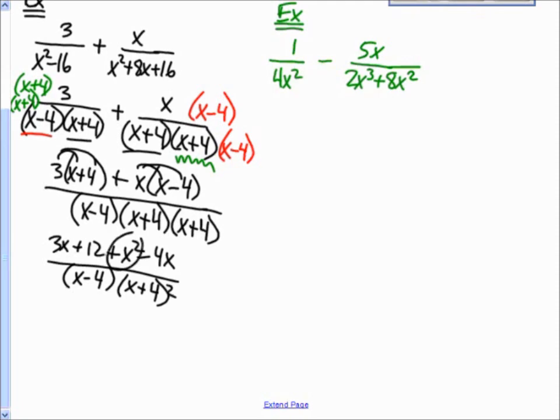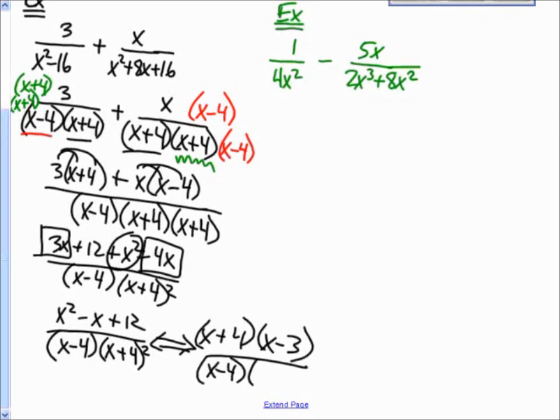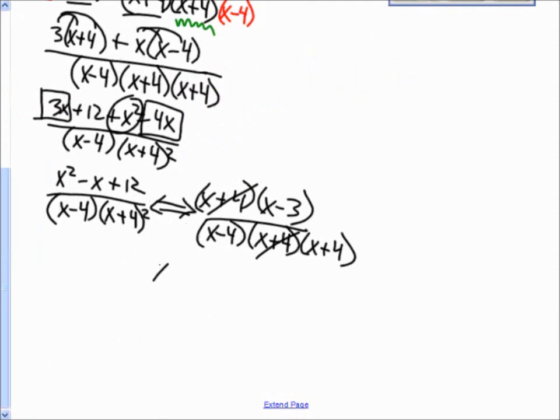Rewrite that. x squared, that's my only x squared right there. 3x minus 4x, so I'm combining that one, minus x plus 12, over x minus 4, x plus 4, quantity squared. Now this one will factor into x plus 4, x minus 3. I still got x minus 4. I got these 2 x plus 4s if you remember. So those cancel. So I'm finally left with x minus 3 on the top, x minus 4, x plus 4. So there it is.